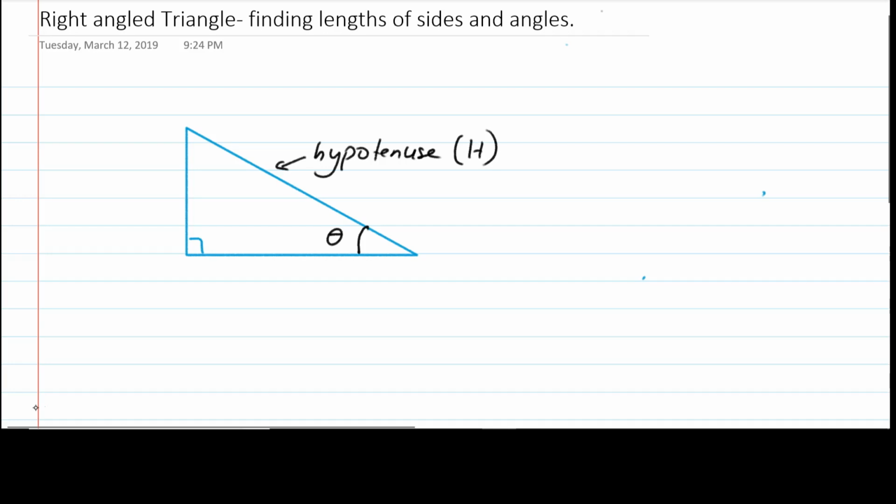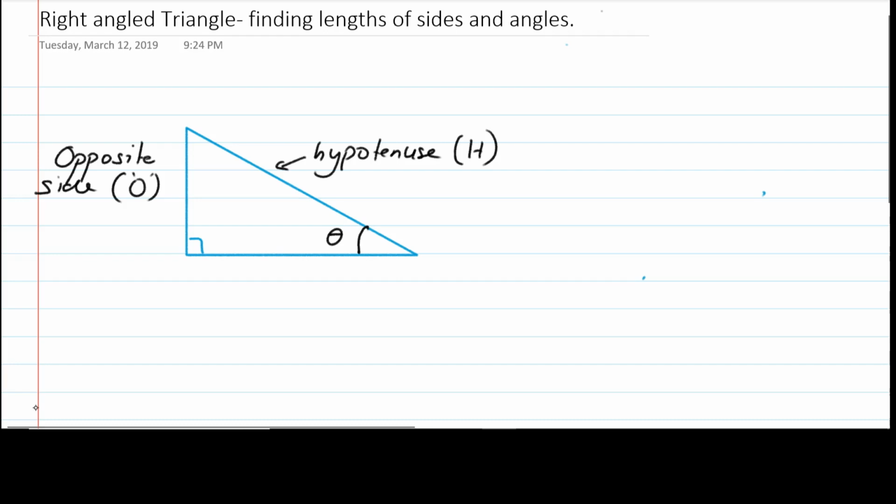This side over here, which is opposite to the angle theta, this is called the opposite side. Opposite side. I'm going to label this using the letter O.